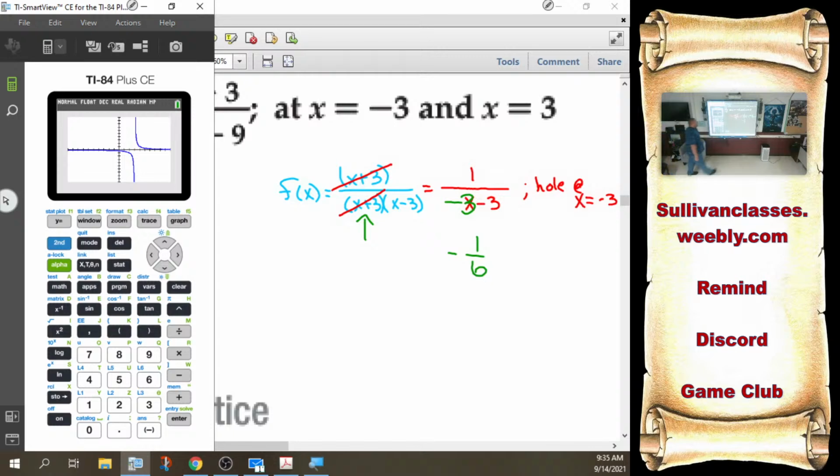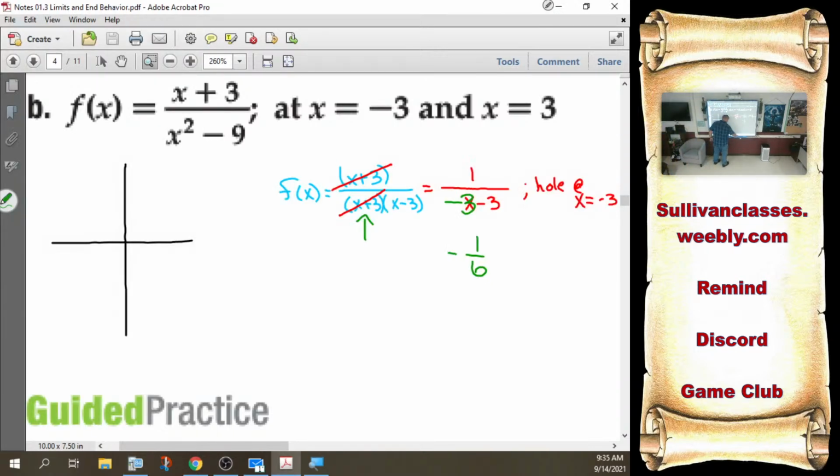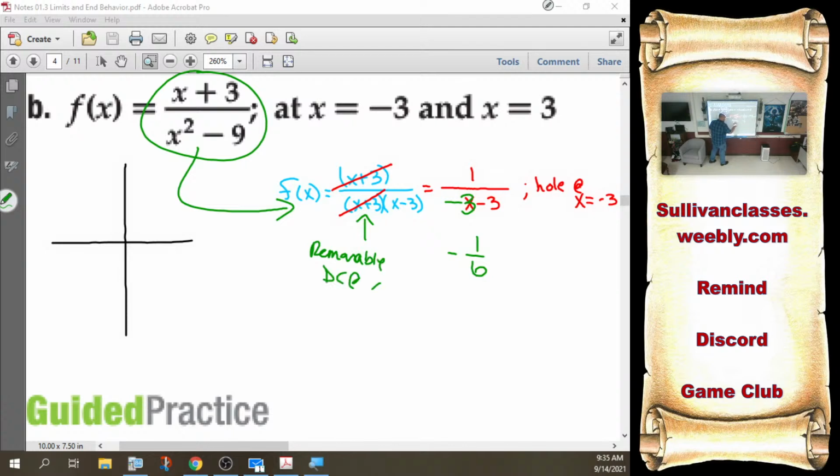The more you do of these, the more you start to just look at this, factor it, and say, oh, well, that's a removable factor. So I'll have removable discontinuity at x equals negative 3. Oh, hey, here's x on a denominator. Thou shalt not divide by 0. This is going to make a vertical asymptote. So there's infinite discontinuity at x equals 3.